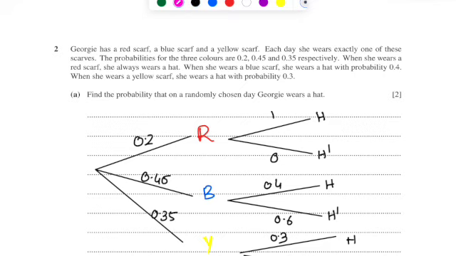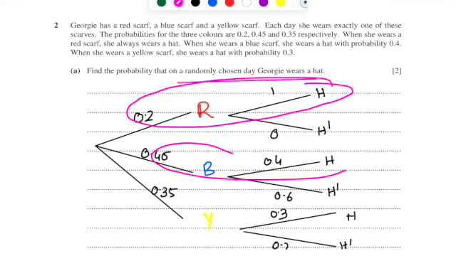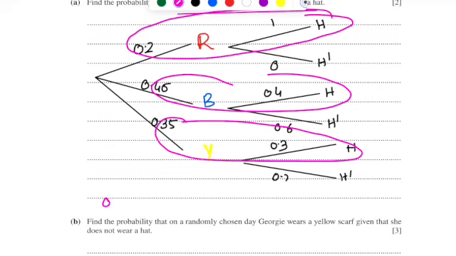Next, what is being asked? Find the probability that on a randomly chosen day, Georgie wears a hat. Wears a hat means red and a hat, blue and a hat, yellow and a hat. So it is 0.2 times 1 plus 0.45 times 0.4 plus 0.35 times 0.3, which is going to be 0.485.